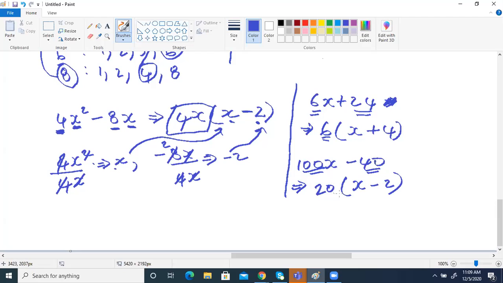So this is 20 times 5x minus 2. 20 times 5x gives 100x, and 20 times minus 2 gives minus 40. All right.